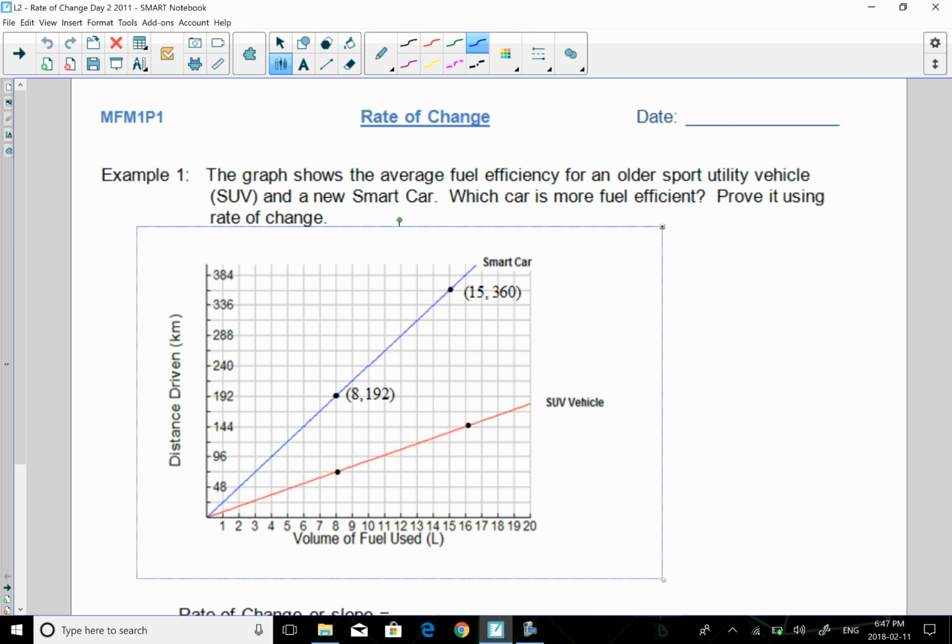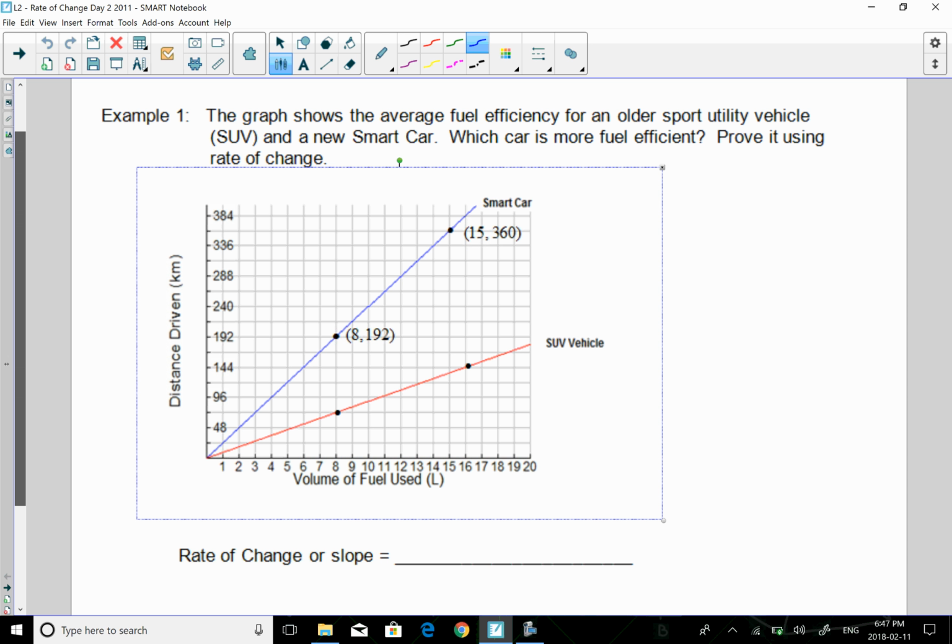In this video we're going to be talking about rate of change, which is also known as slope. So we're going to look at various ways of calculating slope. Example 1.